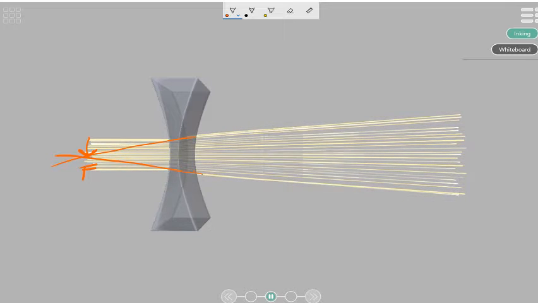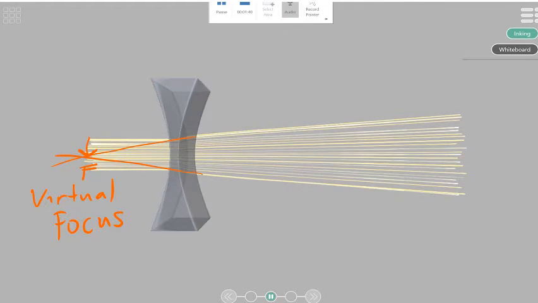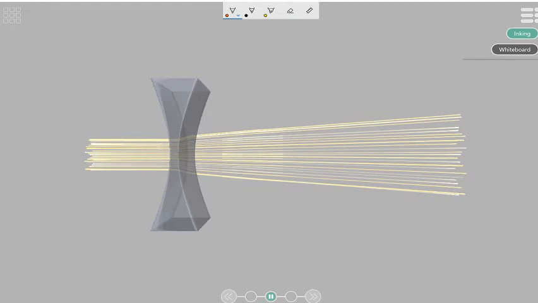Because of this, the diverging lens is said to have a virtual focus. And we'll just erase all the ink there.